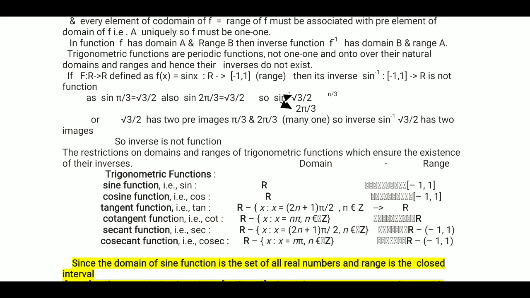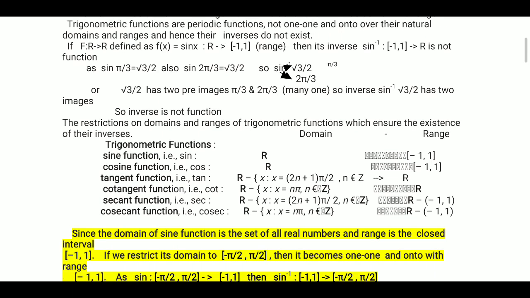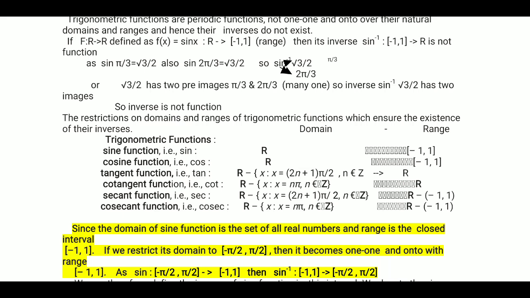Now, some restrictions on the domain and ranges of trigonometric functions ensure the existence of their inverses. We take some restrictions on the domain and ranges of trigonometric functions so that we can define inverse trigonometric functions.